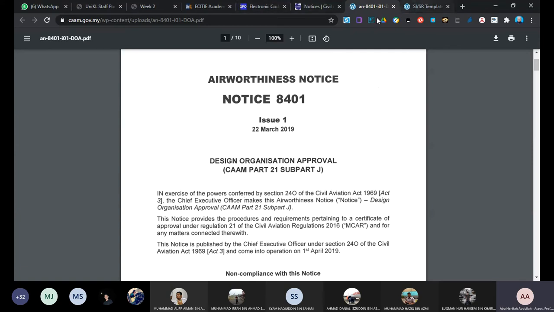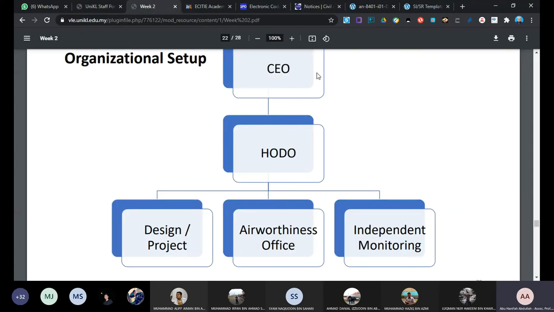Okay. Now we go back to the slide. We have here, this is an ideal situation, ideal organization. The organization should have a CEO, should have head of design organization, design project function, awareness function, independent monitoring function. So these are the key people, or we call them post holders.